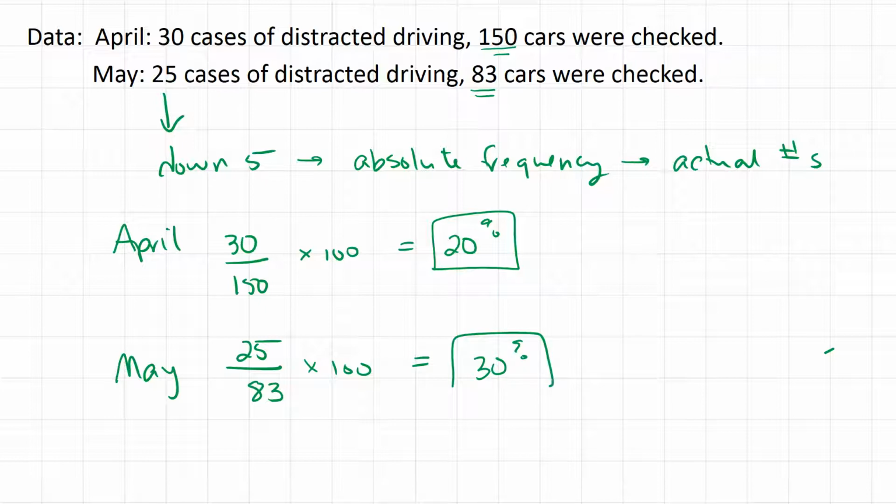So it is actually a higher percentage, even though there were fewer cars being found as distracted driving. And the reason the percentage is higher is because they pulled over fewer cars. So the second headline, which said it went up by 10%, is also correct. Now, which one is the fairer way of representing the data?